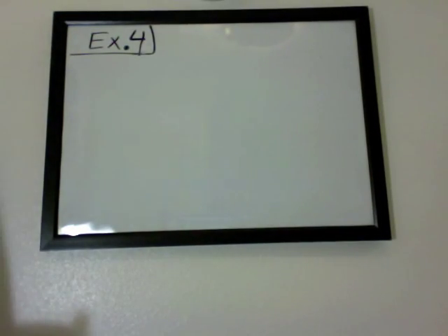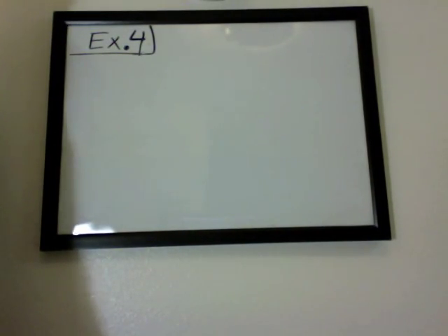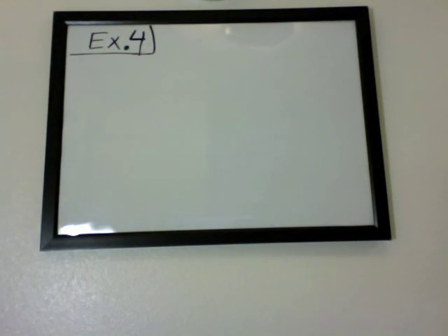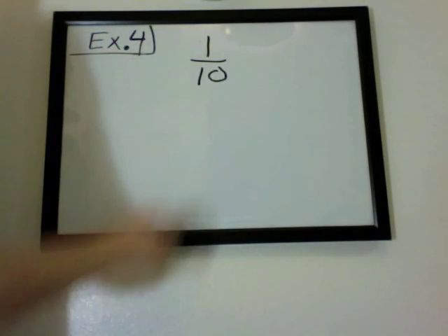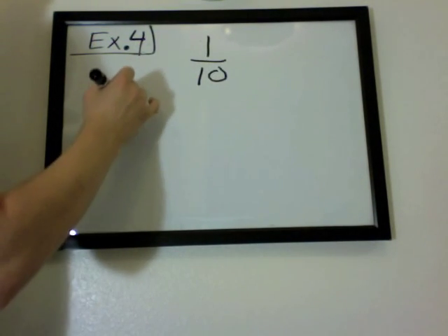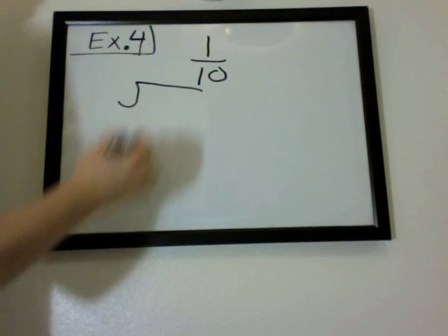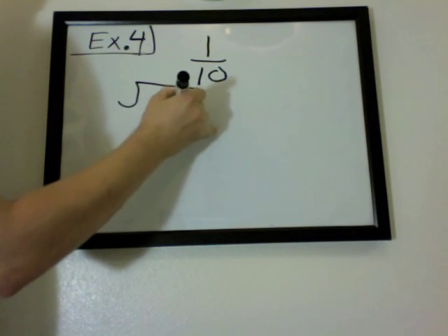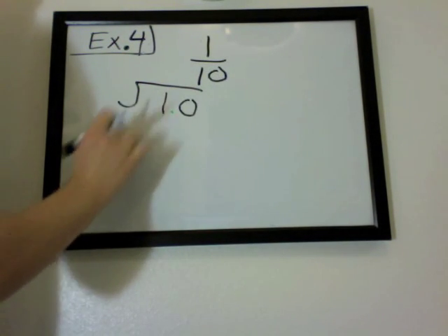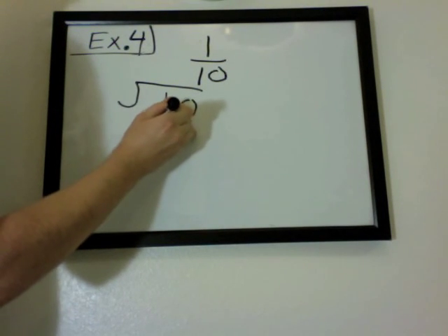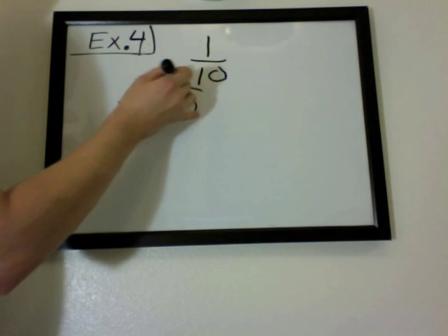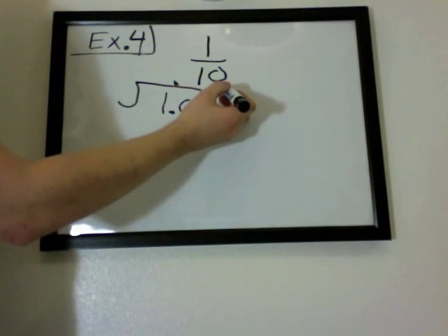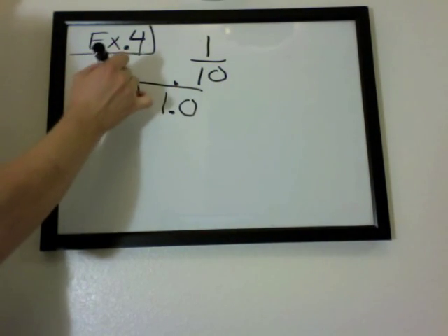Example number 4. Now we're going to do something a little bit different. We're going to have a fraction, and we're going to divide that fraction. Say we have 1/10. To do this, you put the top number inside a little division sign. So it looks like this. Don't forget to add a decimal right there and a 0 after it. Bring up the decimal, and the bottom denominator number goes on the outside.